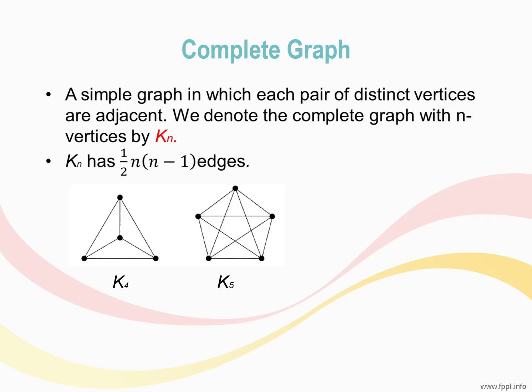Complete graph. A simple graph in which each pair of distinct vertices are adjacent is called a complete graph. We denote the complete graph with n vertices by Kn. So this is K4, which is an example of a complete graph with 4 vertices. From the complete graph, you can see the degree for each of the nodes is equal. This is also called 3 regular. Why is it equal to 3? Simply to denote that the degree of all vertices here is equal to 3. A complete graph is also known as a regular graph.